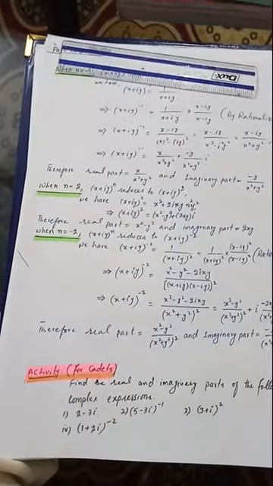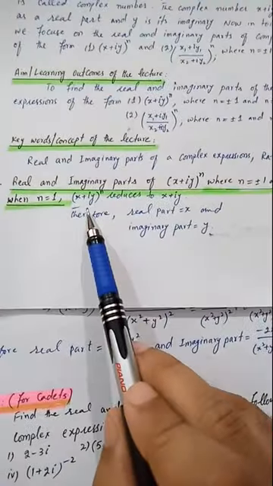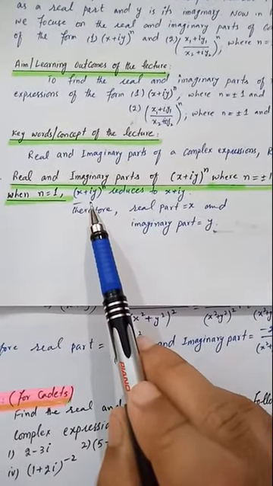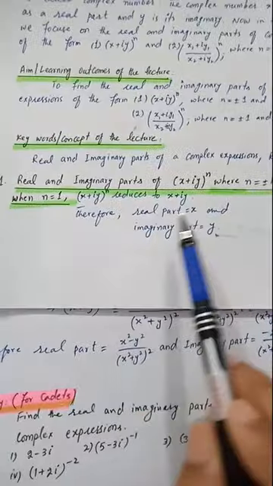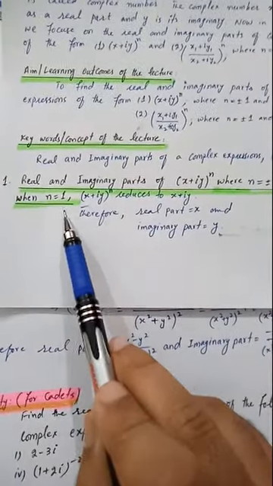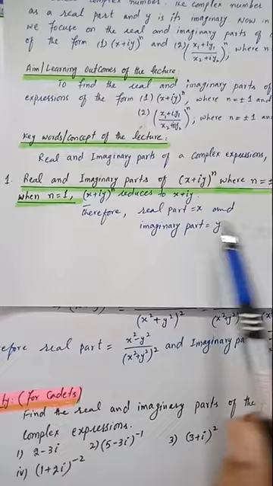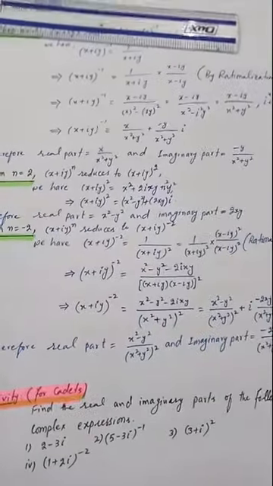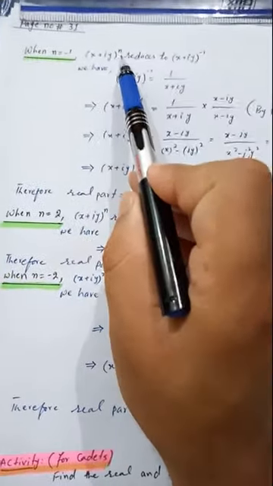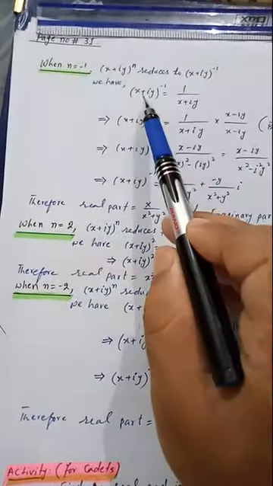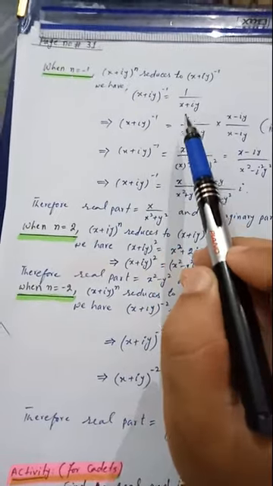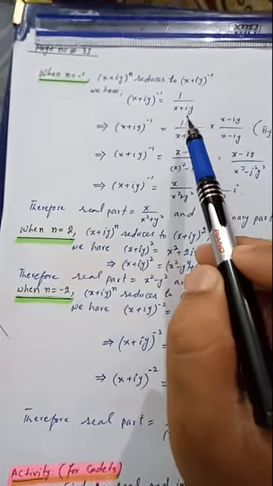For that, now when n equal to 1, this is so simple. You clearly see that x plus iota y power n reduces to x plus iota y if n equal to 1. So in x plus iota y, x is the real part and y is the imaginary part. So this is so simple. Now if n equal to minus 1, here if I replace n by minus 1, then x plus iota y power minus 1 is actually equal to 1 divided by x plus iota y.